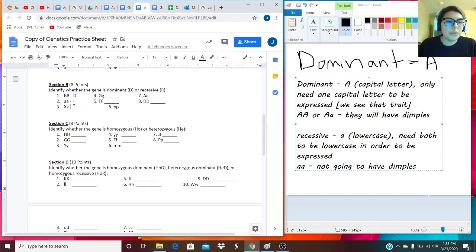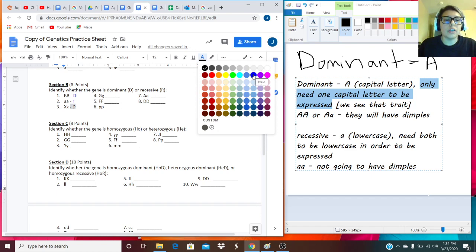Okay. For number 3, this time we have an uppercase and a lowercase. So is it dominant or is it recessive? We have to decide either one, even though they both have an uppercase and a lowercase. We need to see which one it is. So I'm going to go back to my notes that I have over here on the side. In my notes, I say dominant: only need one capital letter to be expressed, meaning I only need one to see it. So here I have at least one capital letter. Because I have at least one capital letter, regardless if the other one is lowercase, that is going to be a dominant allele. And again, we want to do a different color.